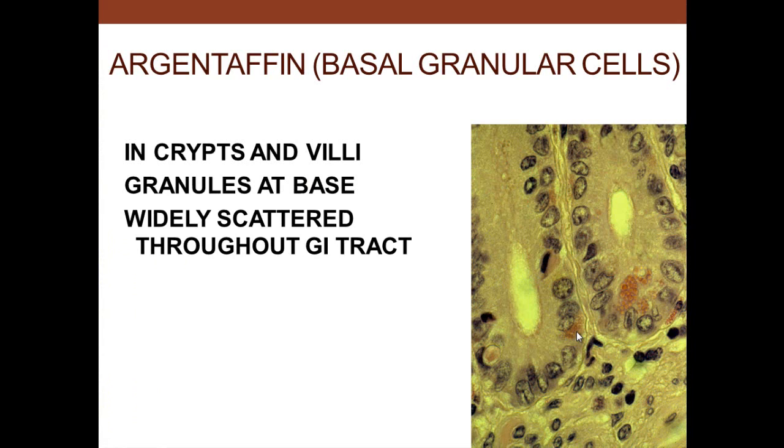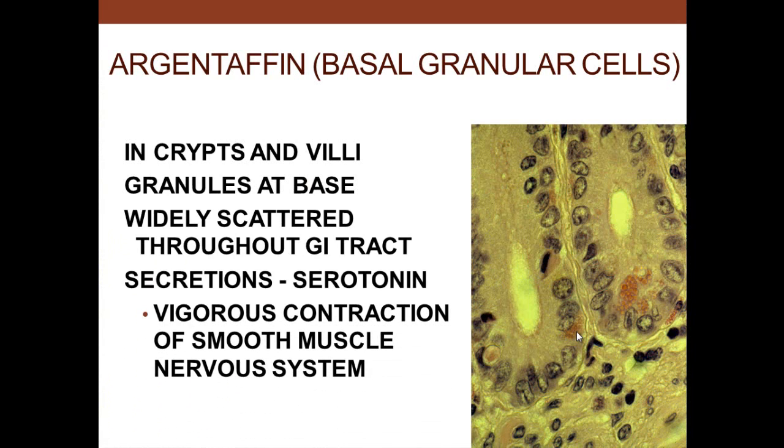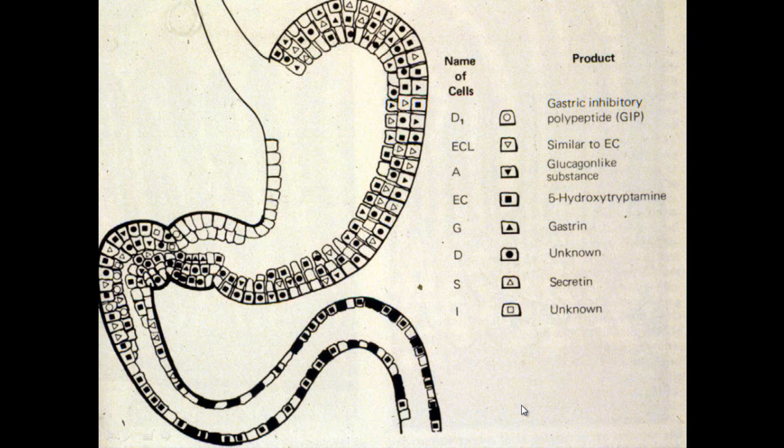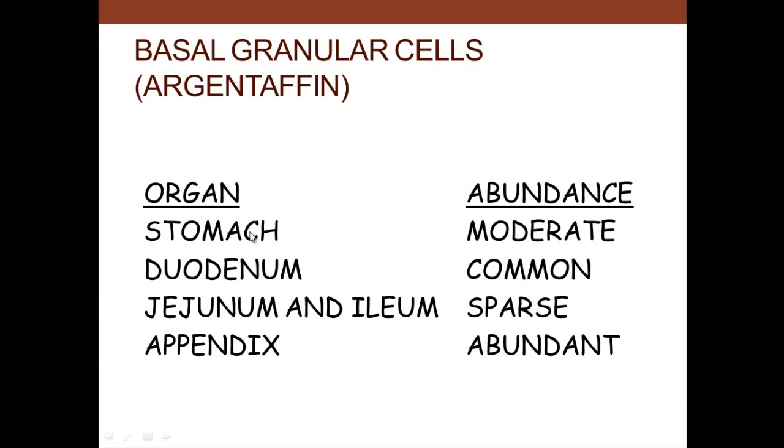They're widely distributed throughout the GI tract, and they secrete various hormones like serotonin, which causes constriction. And so here we see the argentaffin cells, even though they have the granules at the base, they interact with the lumen. So they interact with the lumen, and the granules will discharge in the base. Here we can see the esophagus and stomach and the different types. Some gastrin, secretin are located throughout the GI tract.